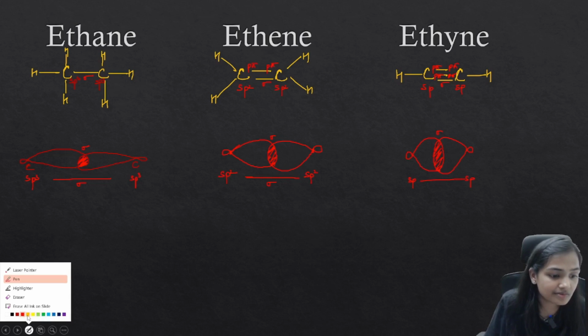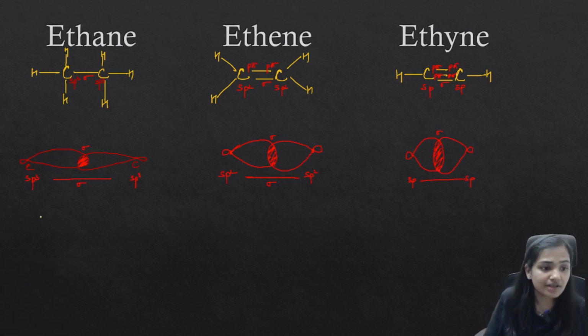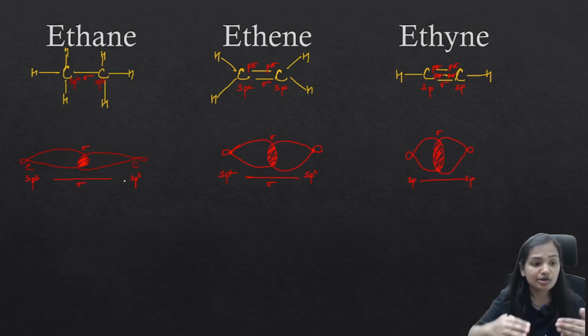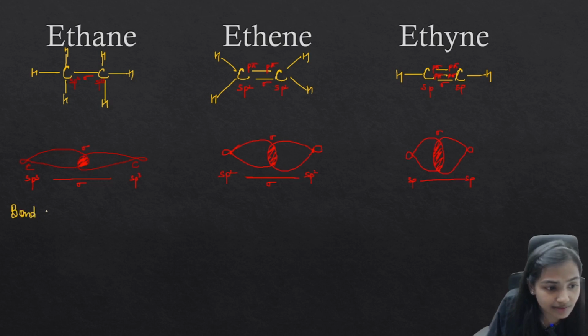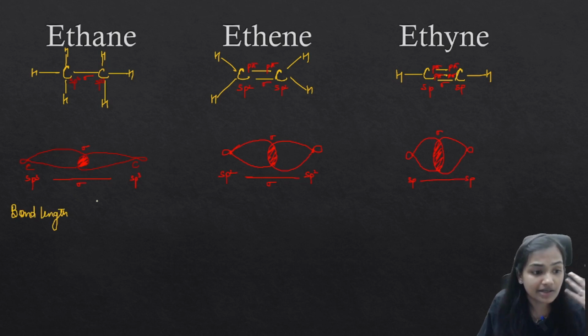If there comes the question of the bond length, then we can understand that in the case of sp3 and sp3 hybridization, because the lobes are lengthier, this carbon-carbon sigma bond is longer. So if there is a question about the bond length, we can say that the bond length in ethane is bigger. This is having a bigger bond length, so this bond is longer.